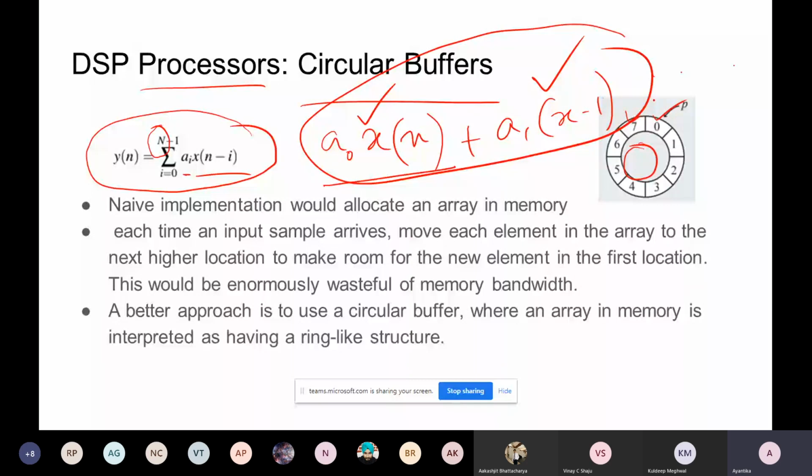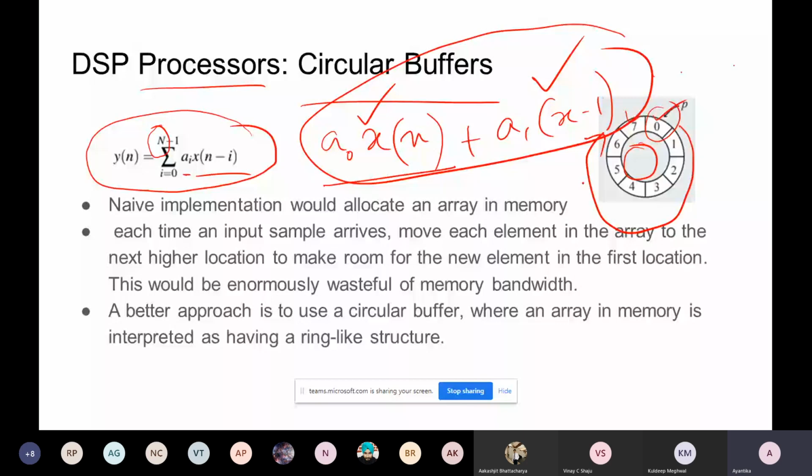When these 8 locations are filled, the next x(n minus i) element you store back to the 0th location. Then 0th, 1st, and so on, basically you are overwriting all the subsequent locations in a repetitive manner. So what is the advantage? Of course, you can understand that you are saving the required array size in your application. You are saving in terms of memory size.